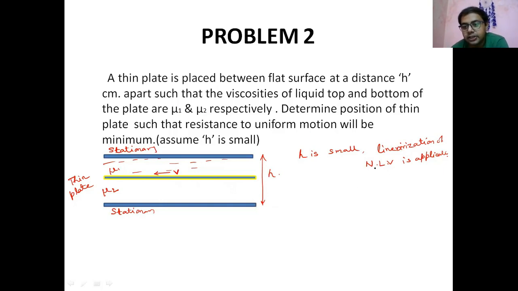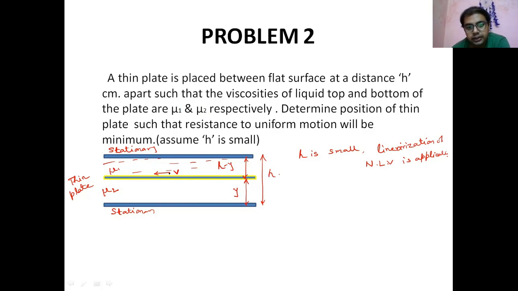As the linearization of Newton's law of viscosity is applicable here, let us find tau in this case. What is the distance? We don't know, so let us take it as y, and the remaining part is h minus y. The total is h, so this side is y, and this side is h minus y.